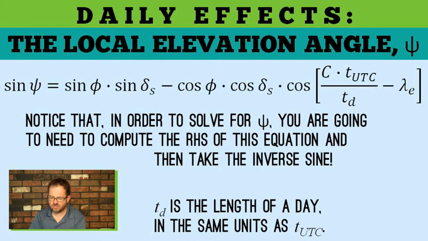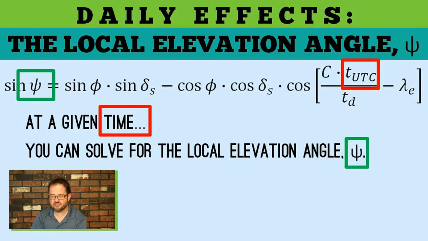So let's see here, you'll have it at any given time in TUTC, in the red box there. You're going to be able to solve for your local elevation angle at that time, as long as you know your latitude and your longitude and your solar declination and all that kind of stuff. Alright, I mean, it's an ugly looking equation, but it can certainly be done, okay? It's not the end of the world.